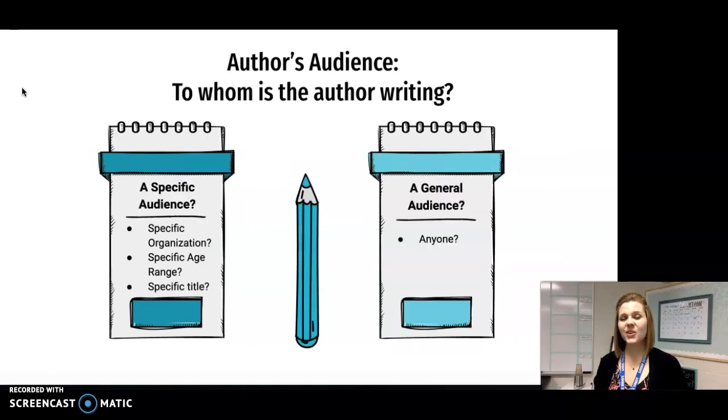We also need to consider the author's audience, or to whom the author is writing. So the author might choose to have a specific audience. That might mean that they're writing specifically for a certain organization, a specific age range, or maybe even a specific type of professional. Or an author might just have a general audience, which means that the author is writing to anyone who will read the work.